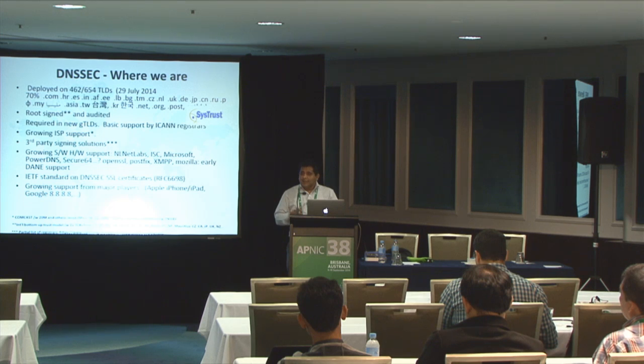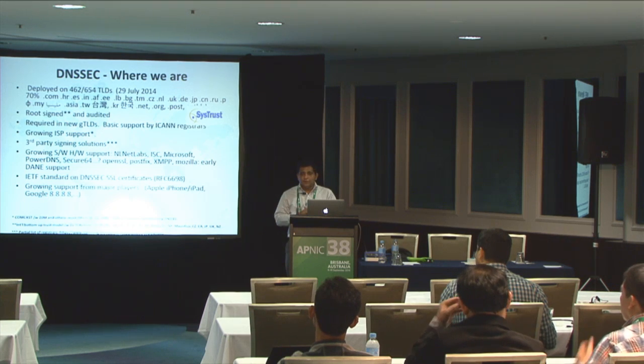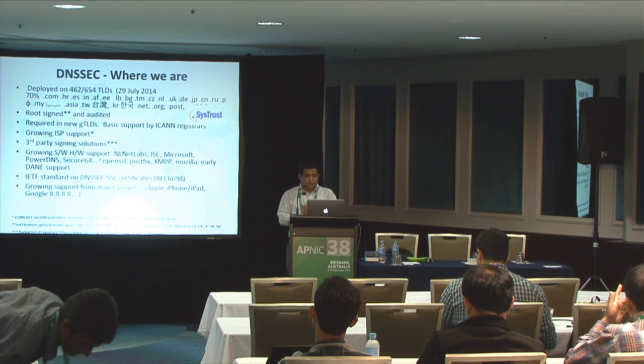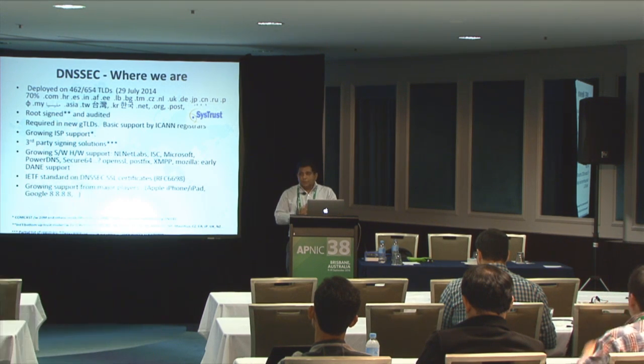If you consider the next level, which is the TLD, the top level domains, currently we have 600-something TLDs. There are quite a lot, including the new gTLDs and so on. Out of that, close to 500 or so have signed as well. You can see that. The root has signed as well.